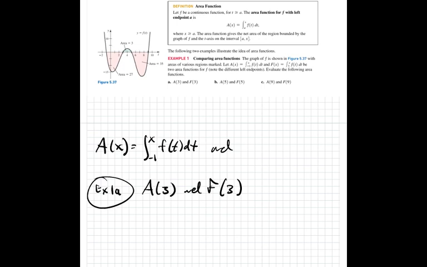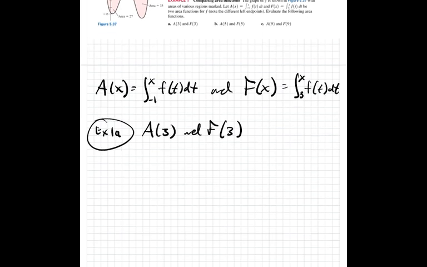And F(x) is going to be the integral from 3 to x of f(t) dt. So these are just two different area functions for the same function. And we have noticed that we have two different left endpoints for these two area functions, okay? So let's take a look at A(3).